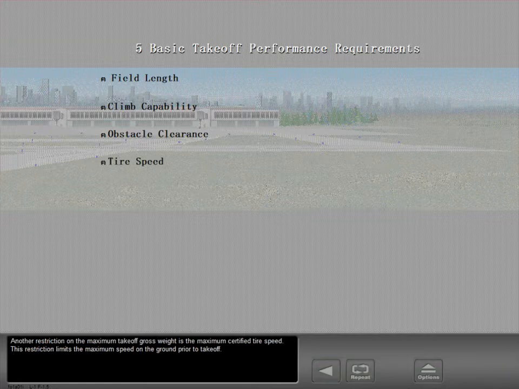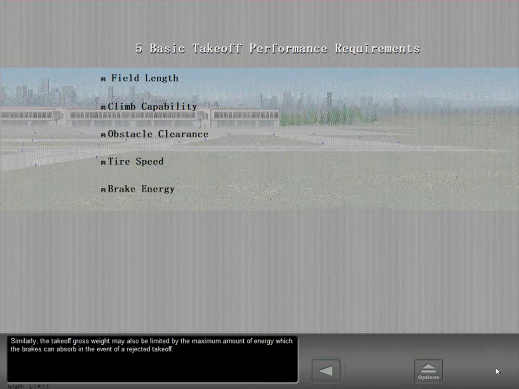Another restriction on the maximum takeoff gross weight is the maximum certified tire speed. This restriction limits the maximum speed on the ground prior to takeoff. Similarly, the takeoff gross weight may also be limited by the maximum amount of energy which the brakes can absorb in the event of a rejected takeoff.